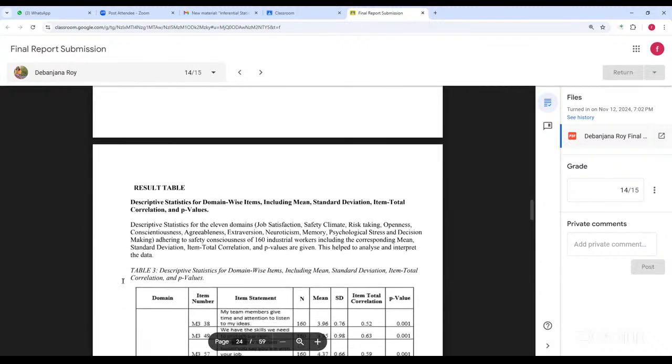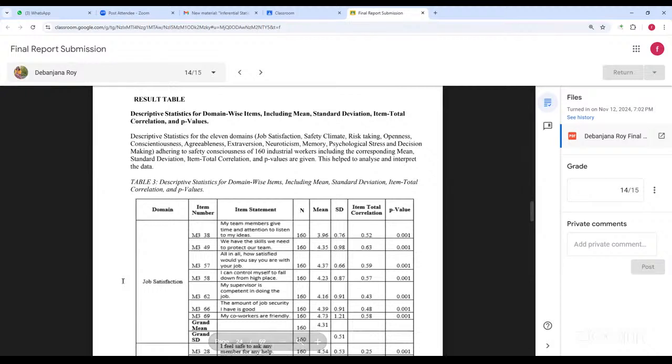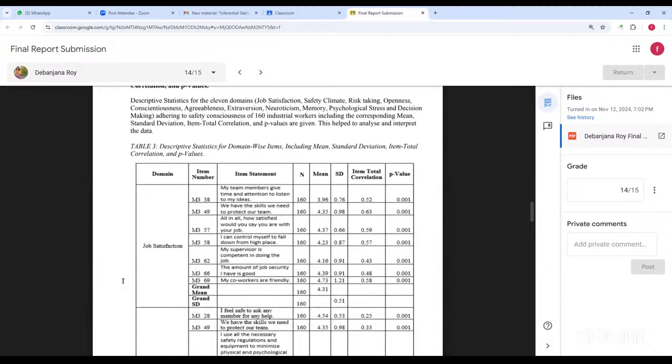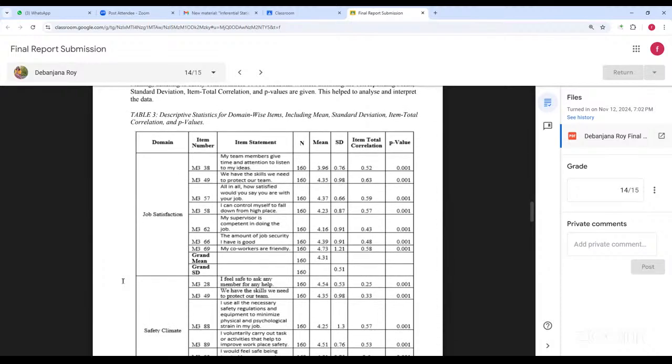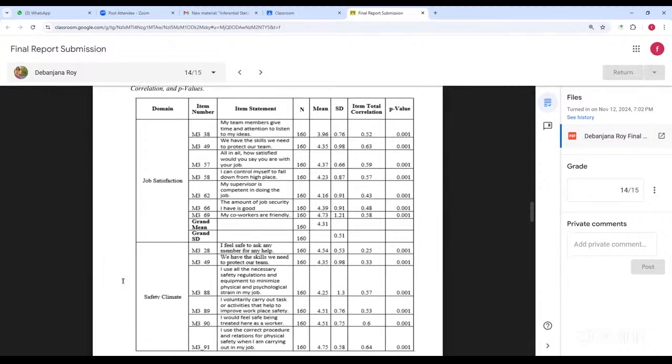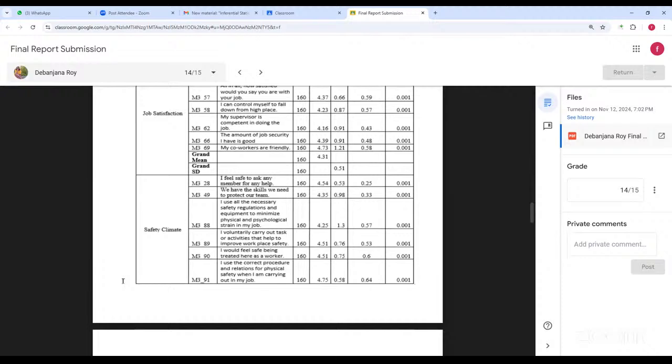Go below. Result table, and be careful here. Item statement is there. Instead of mean and SD, we have to write the frequency and the percentage. That means above 3, how many people responded to the question and their percentage. And based upon that data, you have to interpret.